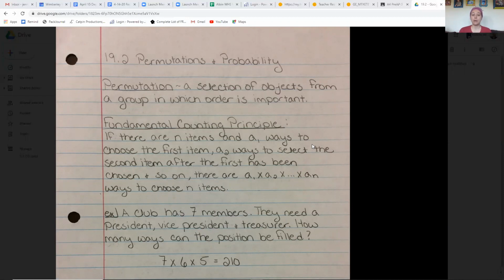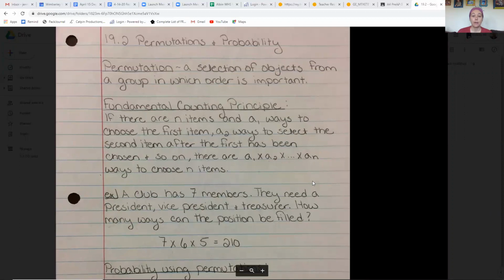So the number of ways to choose the different items, if I had those 10 cards, it's A1 times A2 times A3, A4, etc., all the way down to An, in number of items.